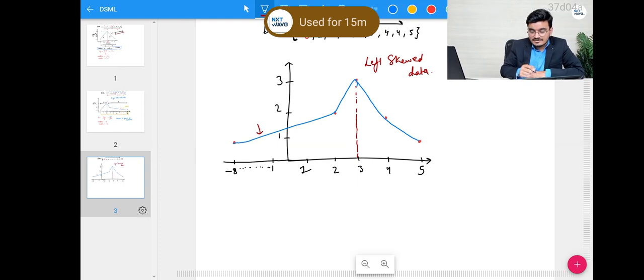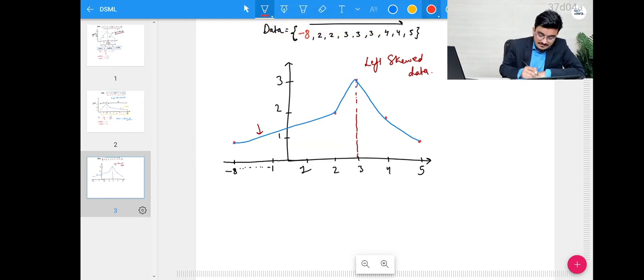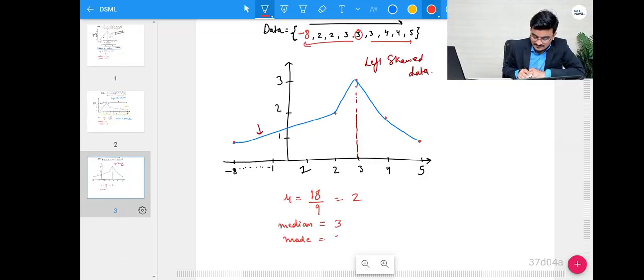Now let's see how it affects our mean value. So mean for this data will be sum of all these terms, which will be 18 divided by total number of observations, which is 9. So we got 2. Median for this data again will be 3 because there are 4 values on the right, 4 values on the left. Median is 3. Mode is again 3 because we have 3 repeating 3 times. Now we can see that the mean of this data set is falling here, right? This represents our mean value.